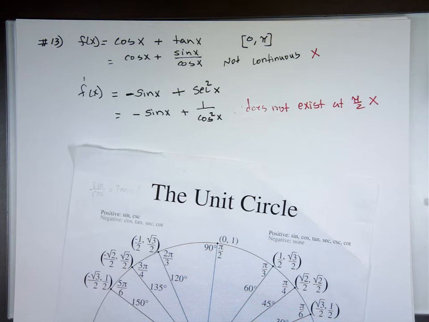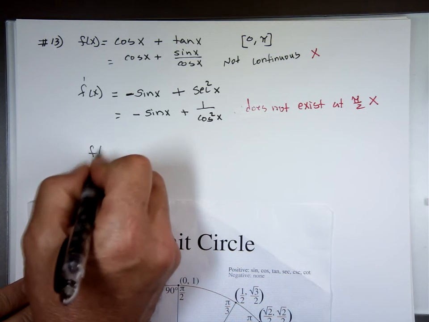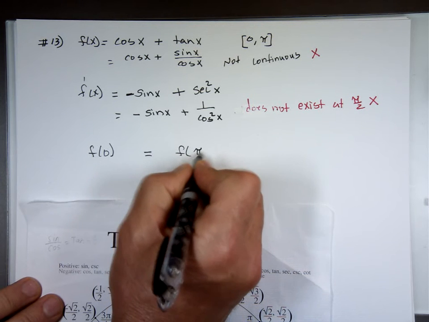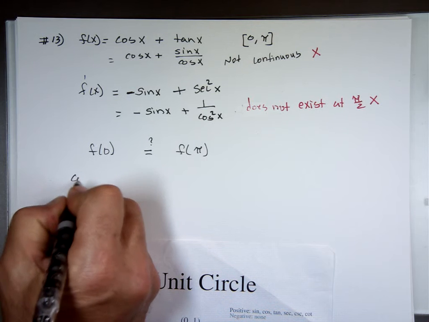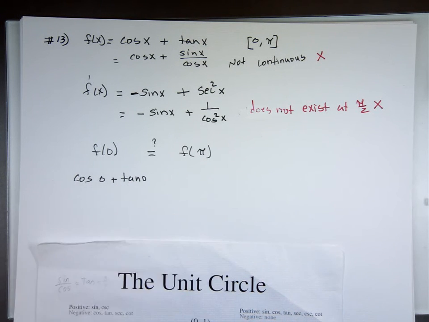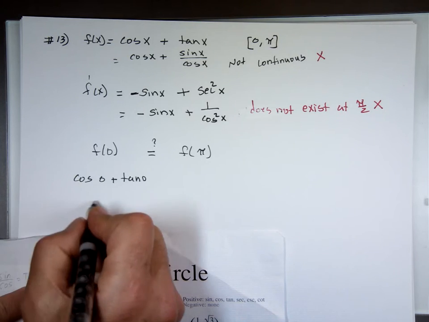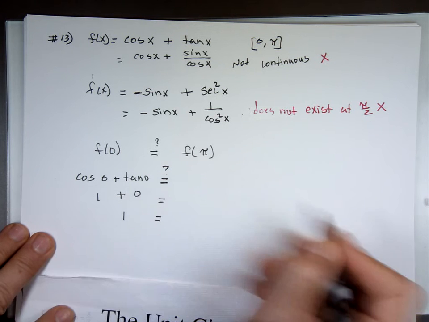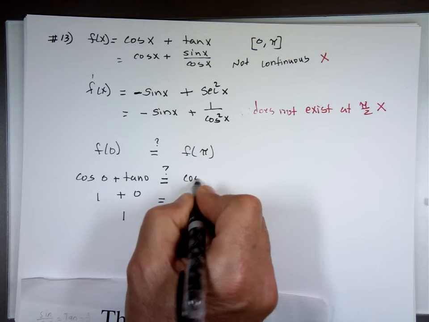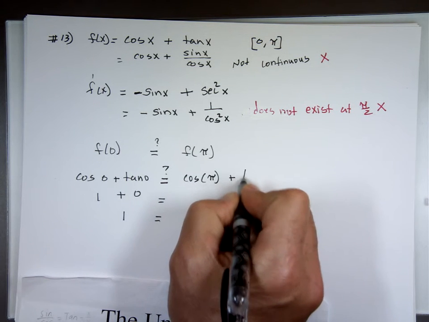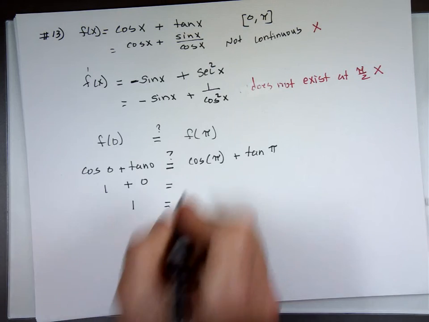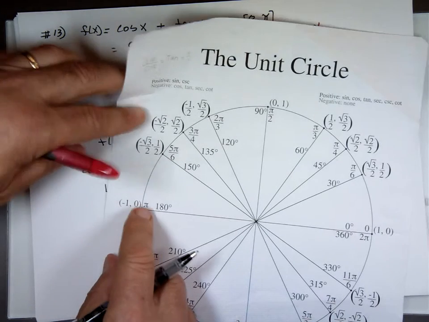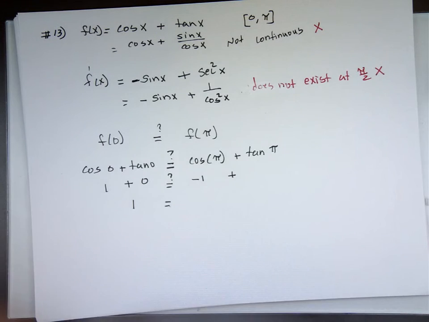Test number 3, I can check it. Is f of 0 equal to f of pi, because they want to know which condition fails. Could be all 3 of them failed. What's f of 0? It's cosine 0 plus tangent 0. Cosine of 0 is 1. The tangent of 0, sine over cosine, 0 divided by 1 is 0. The result is 1. Let's see f of pi. That's cosine pi plus tangent pi. The cosine of pi is negative 1. The tangent of pi is the sine over the cosine, 0 over negative 1, which is 0. That's a negative 1. That also failed.